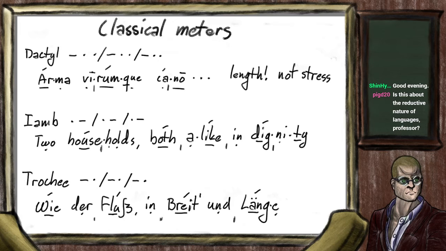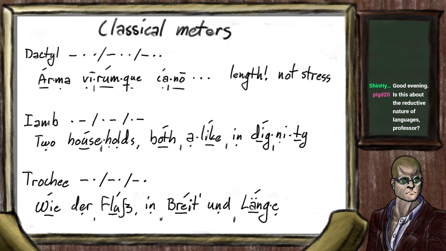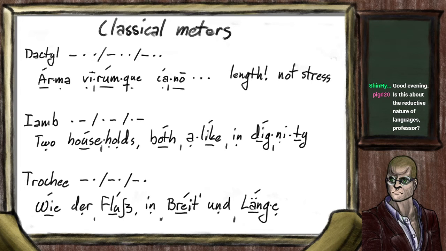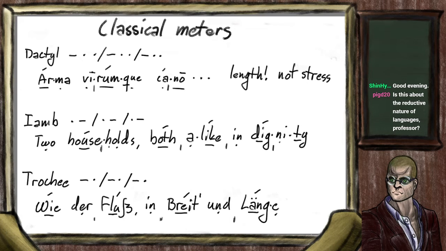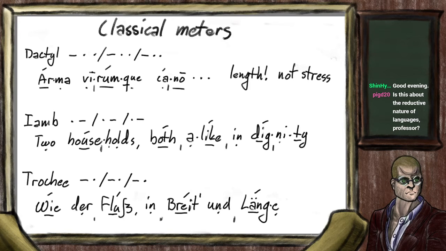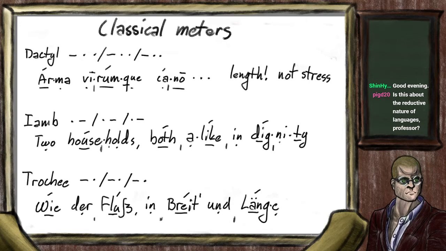The opposite of an iamb is the trochee, which begins with the heavy and ends with the light syllable. So you have tan-ta, tan-ta, tan-ta, tan-ta. This actually becomes very common for later Latin, medieval Latin poetry, for example. Here the example is "Wie der Fluss in Breit und Länge", which is from Faust by Johann von Goethe. Or, what is it, Wolfgang? No, Goethe in any case.